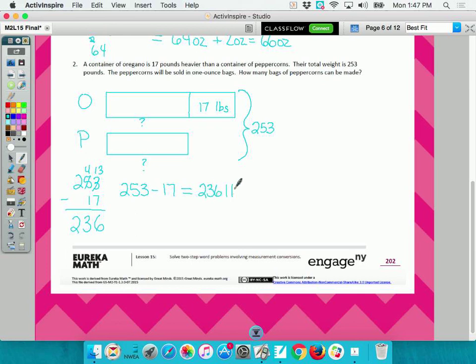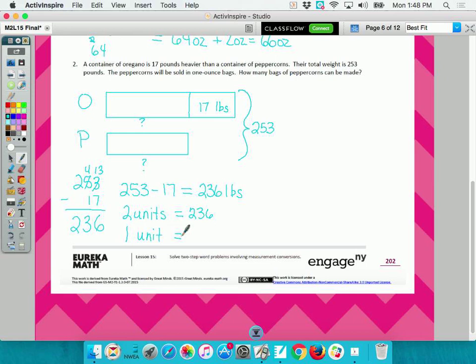Now I'm going to talk you through this. Okay? I know that I have 2 units left, correct? Yes. 2 units equals 236 pounds. That's what I know. I need to figure out just 1 unit so I can know the peppercorns. So if 2 units equals 236, and 1 unit equals blank, how am I going to figure that out?